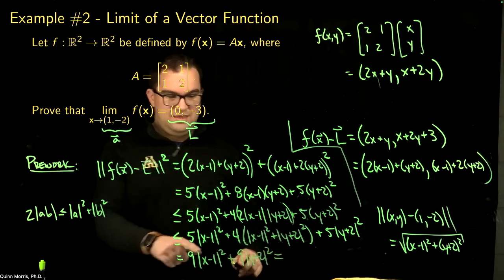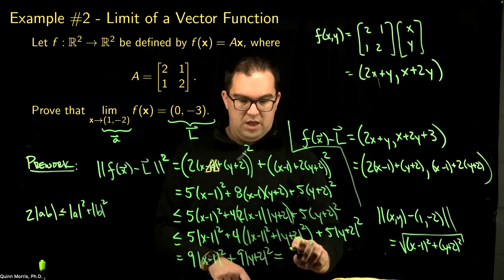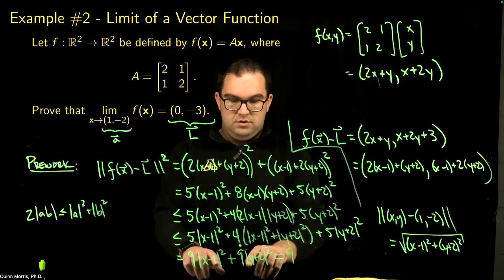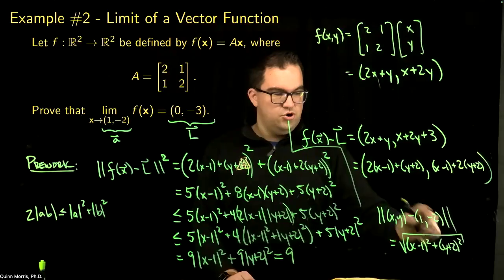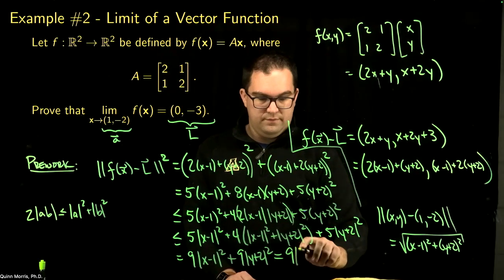And notice that this is really just equal to what? It's 9 times, what is this? (x minus 1) squared plus (y plus 2) squared. That's this norm squared.